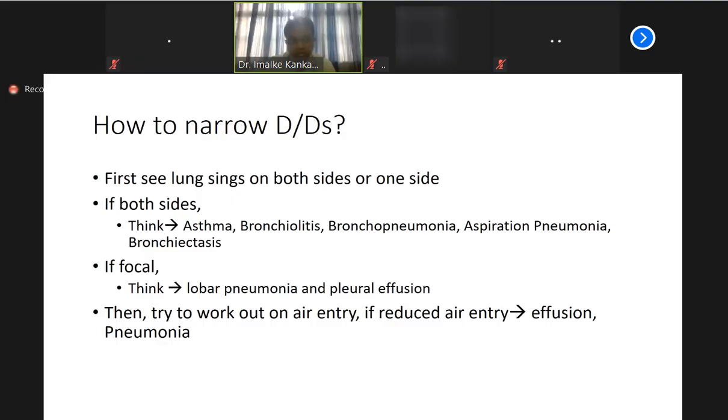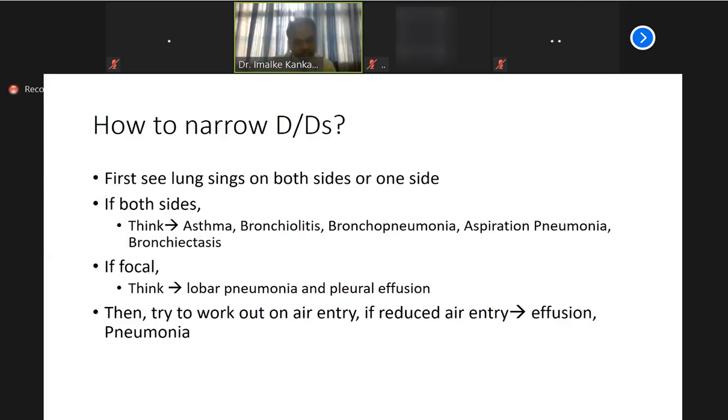So this is how I do. First, see lung signs on both sides or one side. Now when you put your stethoscope, concentrate on what I am going to do. Concentrate on whether you are going to see any difference in either side. It doesn't matter what the difference is, right?